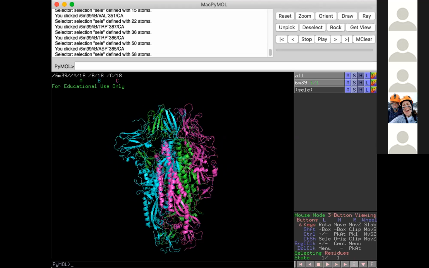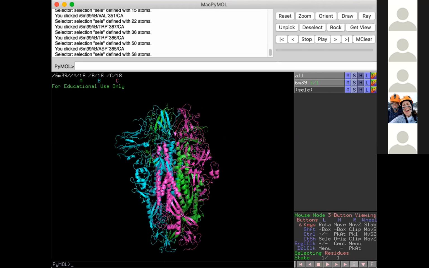I want you to investigate and have fun, but think of it in the bigger context: you're looking at the structure of the spike protein that has pretty much wreaked havoc on your life for the last year and a half. So maybe you take out your anger on it. I don't know, but that's what the assignment has you going for.